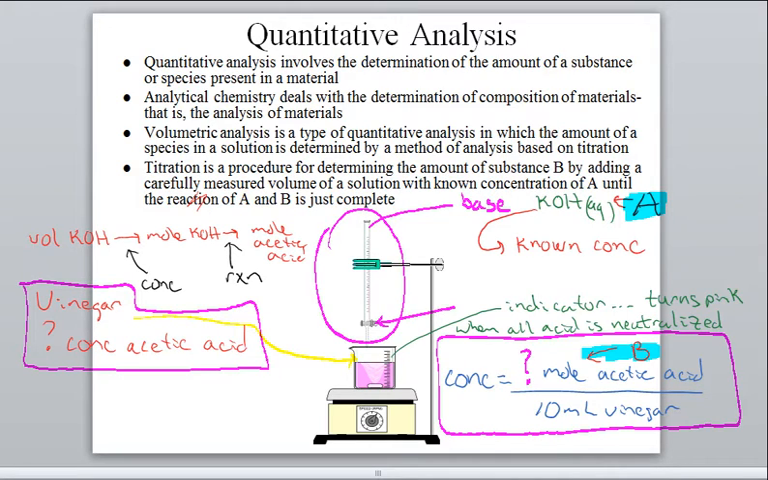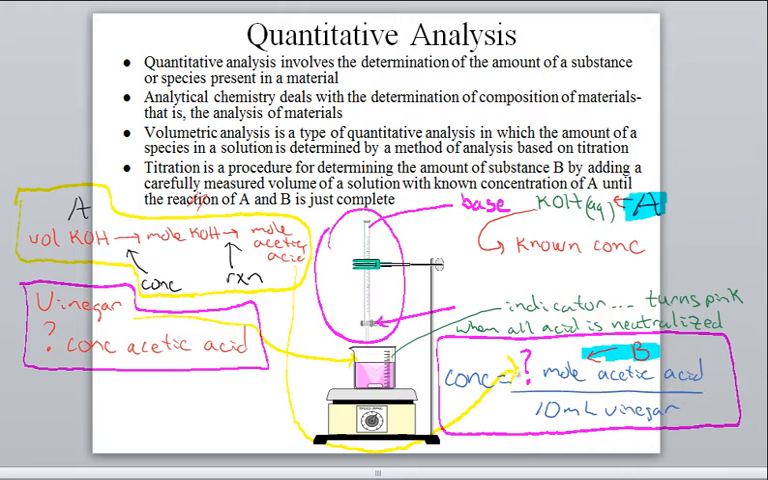So if we look at this stoichiometry problem, the volume of the KOH, this is our A, KOH is our A. The volume of the KOH, we could convert that into moles of KOH that were added using the concentration of the KOH, which we would have. That would tell us how many moles of the A reacted. Using the chemical reaction, we could figure out how many moles of acetic acid were neutralized. That's how many moles were in the 10 milliliters. We could plug that in and get the concentration of acetic acid in vinegar.